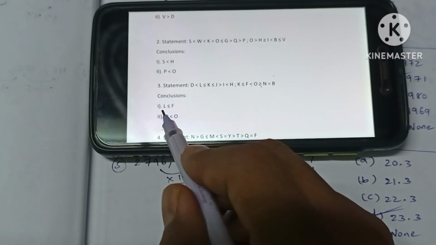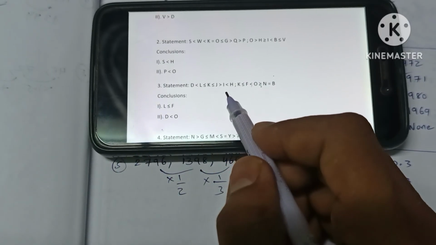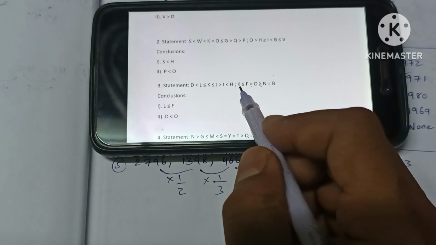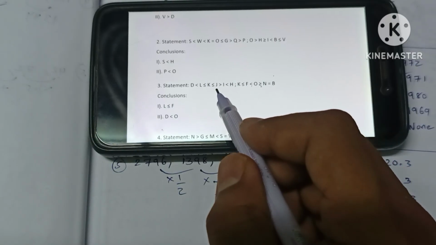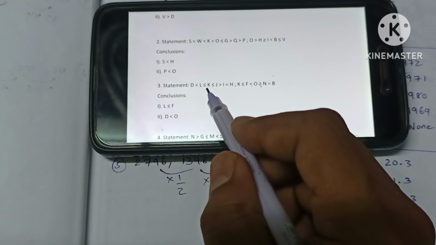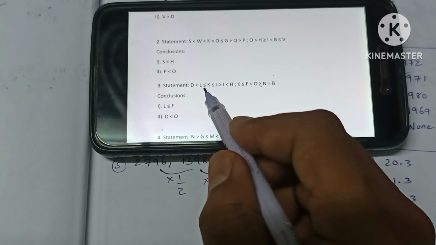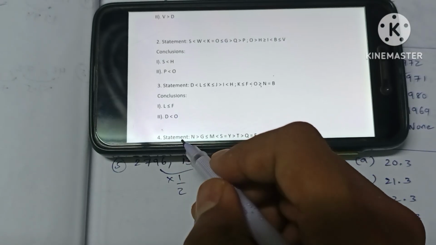The flow from F to L with everywhere equal to also. Here from F we can reach to K with equal to. From K we can reach to L with equal to also. So first conclusion will be true.